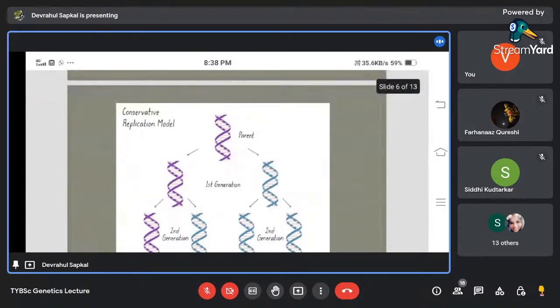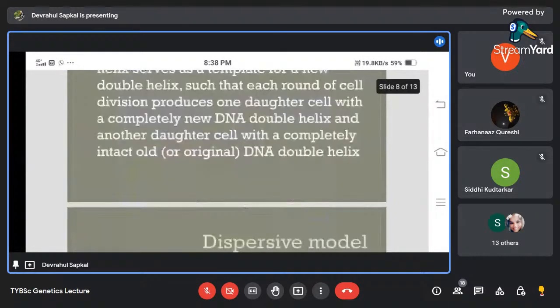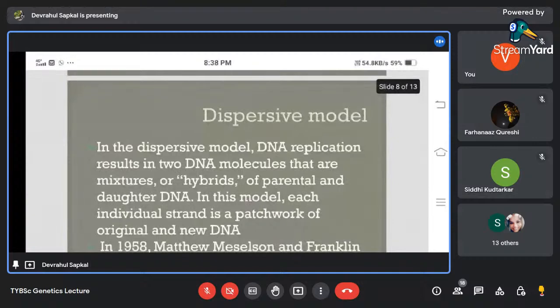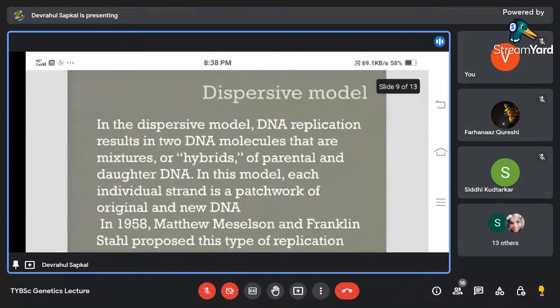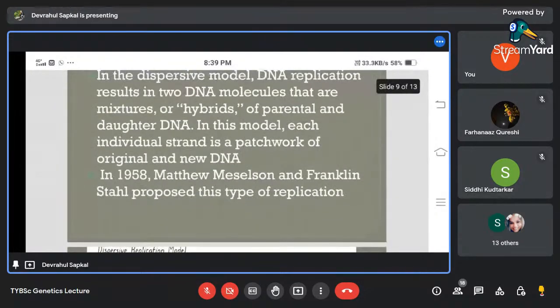Conservative means it is conserving the property of the original parental DNA. Now you will see the dispersive model of DNA replication. In the dispersive model, DNA replication results in two DNA molecules that are mixtures or hybrids of parental and daughter DNA. In this model, each individual strand is a patchwork of original and new DNA. In 1958, Matthew Meselson and Franklin Stahl proposed this type of replication.